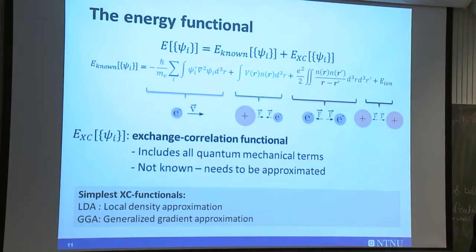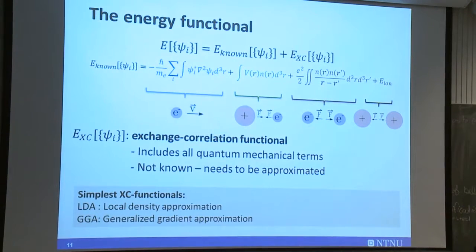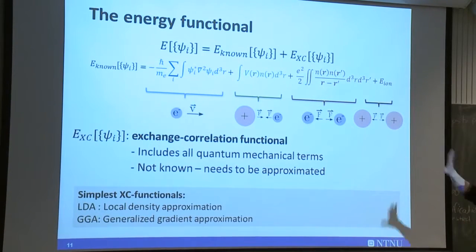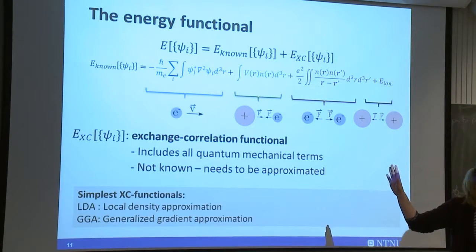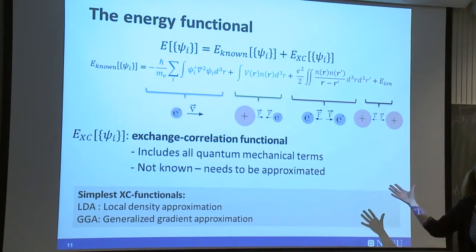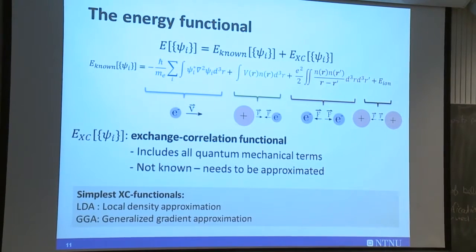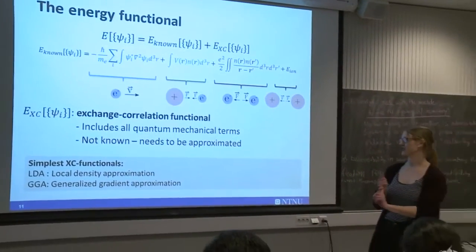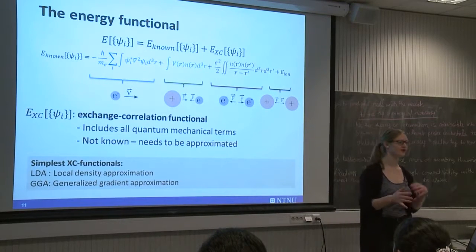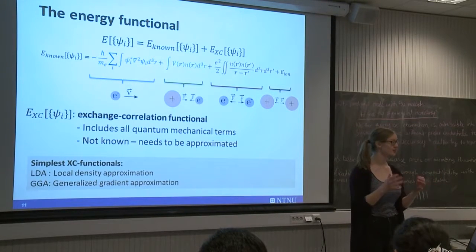So let's talk a bit about this energy functional. This energy functional can be divided into 2 main parts. The one that is known and the one that is unknown. So the known part is basically all the energy terms that we already seen, the kinetic energy, and then all the potential energy terms, which is connected just to the Coulomb interactions, right? And then we have the exchange correlation functional. That takes care of all the quantum mechanical interactions between electrons.